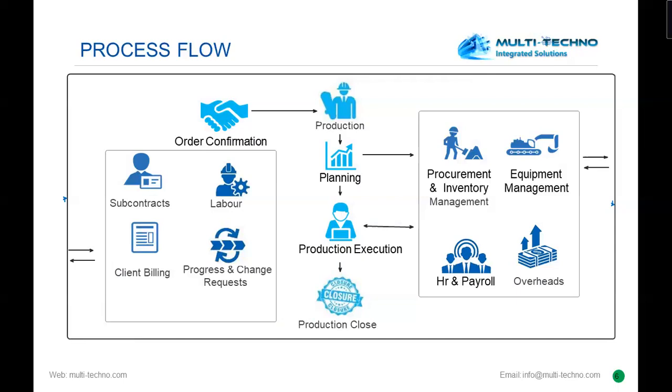At that time we will check our actual performance and actual execution time against what we planned in the planning stage, and all these compile results in production close. Then we can check our planning versus actual executions and our order deadlines. Each and everything we finalize in our production close. We can also check labor cost progress, change requests, and client billing. All these things happen in this process.